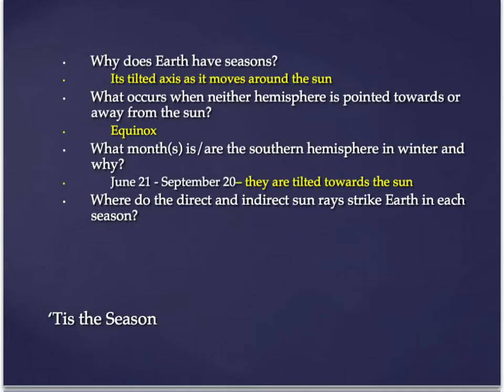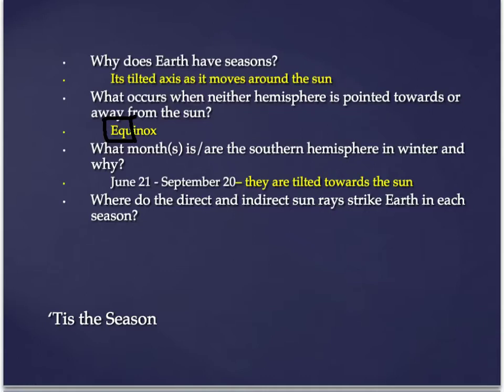Okay, next slide here is 'tis the season. Why does Earth have seasons? Remember, it's twofold. It's not just our revolution as we move around the sun, but it also is our tilted axis. What occurs when neither hemisphere is pointed towards or away? Well, we've talked about this previously. They are equal. So in that case, we look at the beginning of equinox here, and we can see the EQU, so equinox and equal.